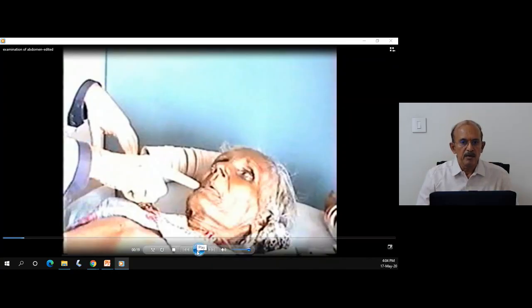Then you do the general examination. Start examining from the head. First of all, have a general look whether the patient is dehydrated, whether the patient is having any loss of weight, whether looking very ill. So you note that point. Then you start examining from the eyes.